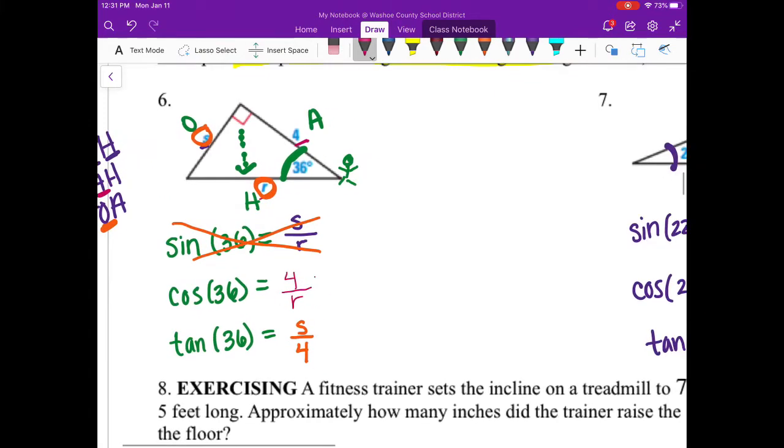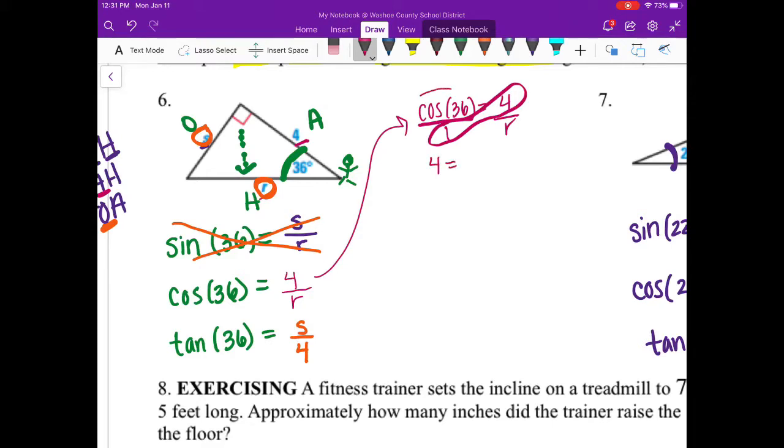So I'm going to take this to have more space here, and we're going to set up cosine of 36 equals 4 over r. Now, in order for me to solve this, I need to do some cross multiplication. Technically, cosine of 36 is divided by 1. So if I were to cross multiply 4 times 1, I get 4. And when I multiply r times cosine of 36, I just get r times cosine of 36.